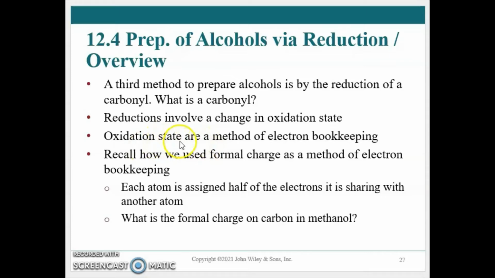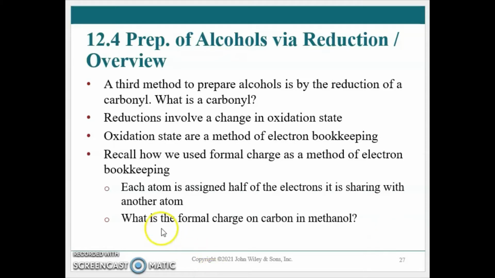We will calculate oxidation states, and this is kind of a bookkeeping methodology. When we calculated formal charges, that was a method of electron bookkeeping. In the case of formal charge, when we looked at a bond, each atom was assigned half of the electrons in the shared pair. So here's the question: what is the formal charge on carbon in methanol? Here's methanol, CH3OH.